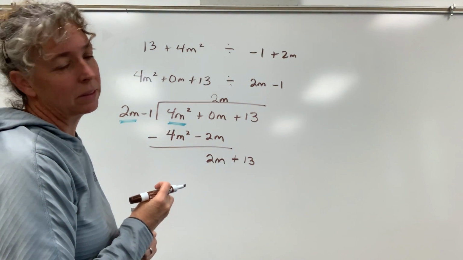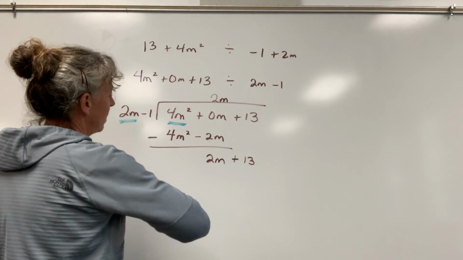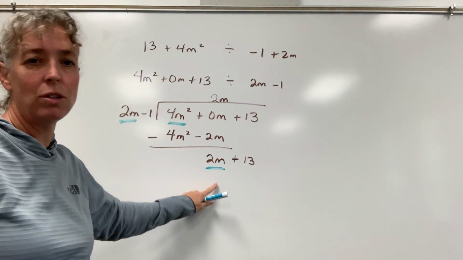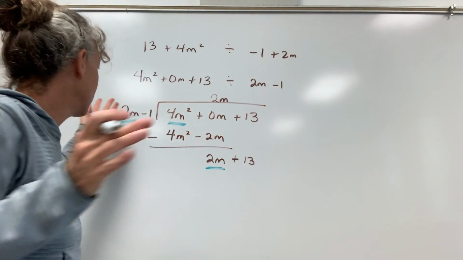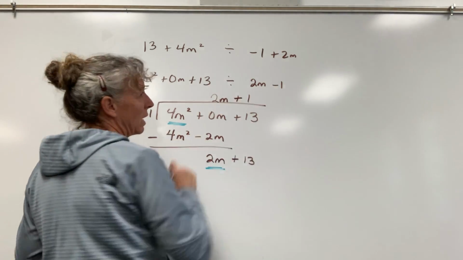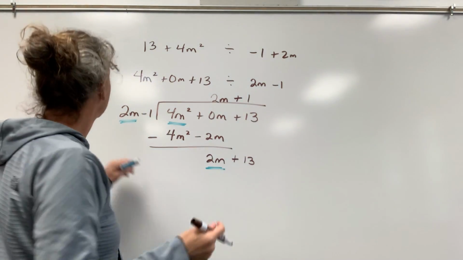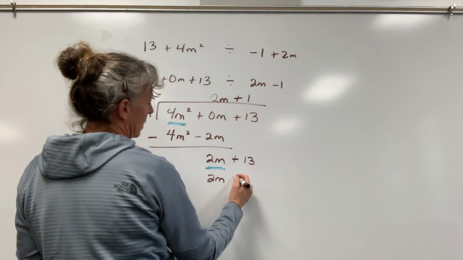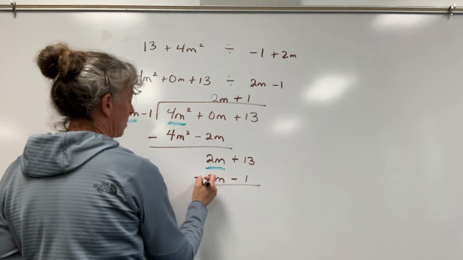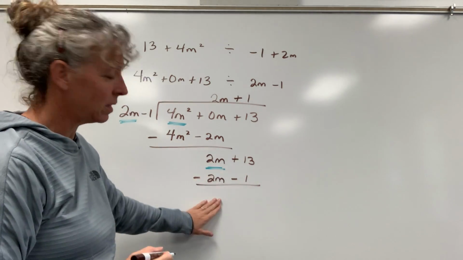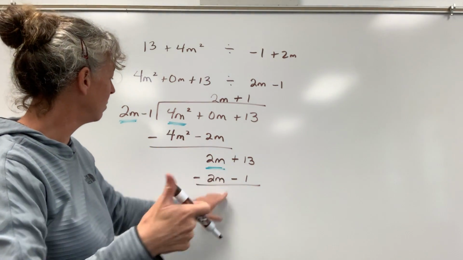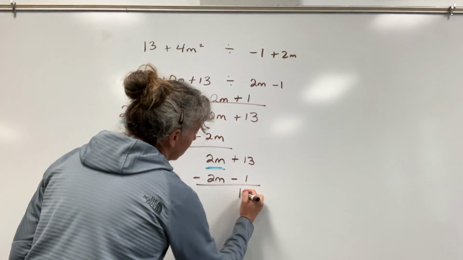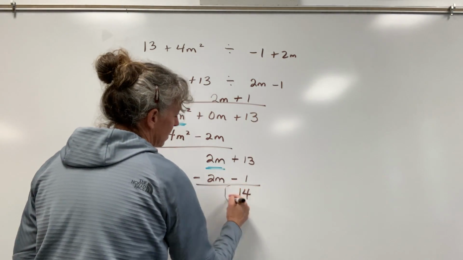Let's try that one. I need to make my 2m into a 2m. Oh, wait a second, it already is a 2m. Great, it's already exactly what it needs to be. All I have to do is multiply it by 1. Perfect. So 2m times 1 is 2m. -1 times 1 is -1, right? Okay, we're subtracting. 2m minus 2m disappeared. Perfect, that's what it's supposed to do. 13 plus 1 is how many? 14. Nothing to drop down, so this is my remainder.